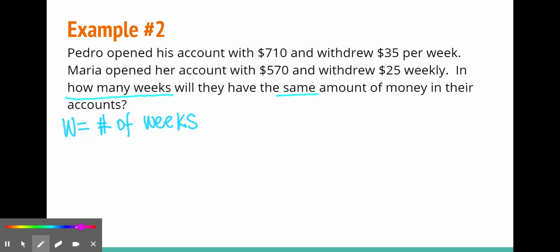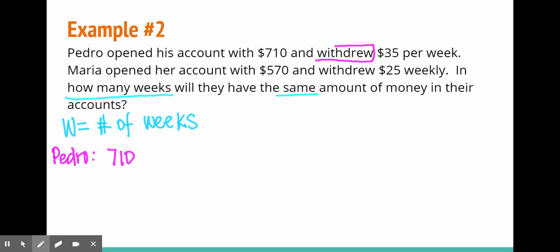So reading back at the first sentence, it says Pedro opened his account. So let me just write down Pedro's name. And this is what I know about Pedro. Pedro opened his account with $710. But he withdrew, that's a key word, withdrew $35 per week. If I am withdrawing money from my account, I am taking that out. So that's going to be minus 35.